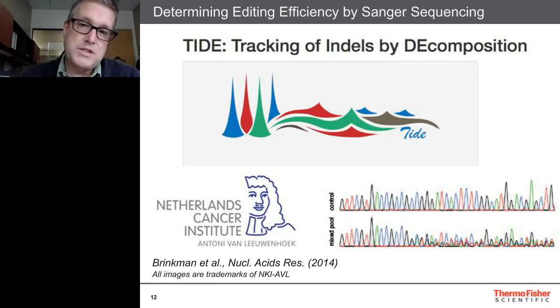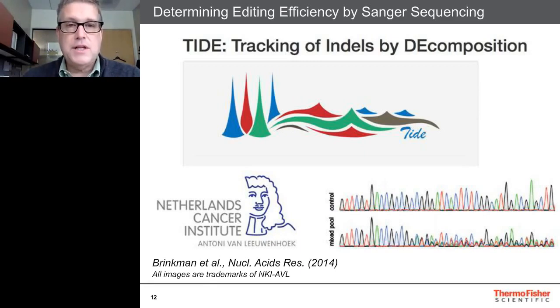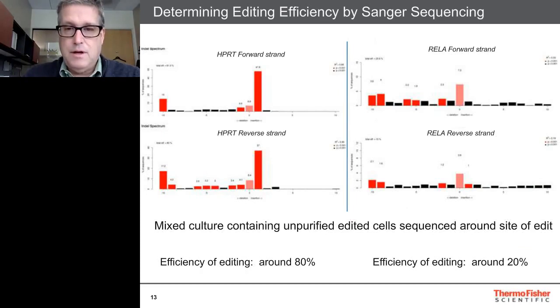Now, another way of doing this, which doesn't involve plasmid sequencing, makes use of software called TIDE. This is called Tracking of Indels by Decomposition, and it was developed by investigators at the Netherlands Cancer Institute in, I think, Amsterdam. In any event, what this software will do is take a control sequencing trace and a mixed sequencing trace, as shown down here, and it will calculate the frequency at which these mixed pools can be explained by a -1, a -2, a -3, etc. deletion around the guide RNA sequence that you supply to them.